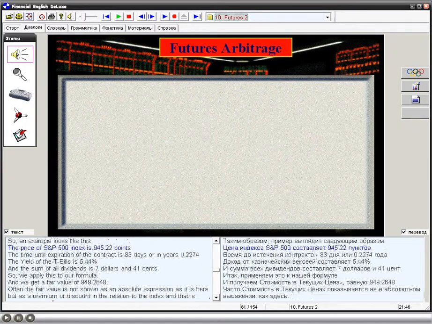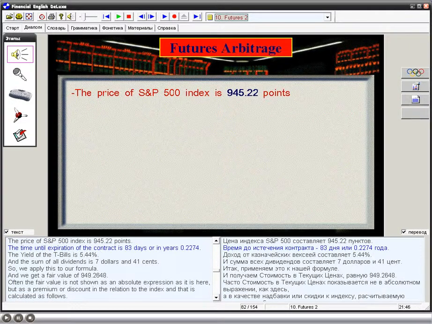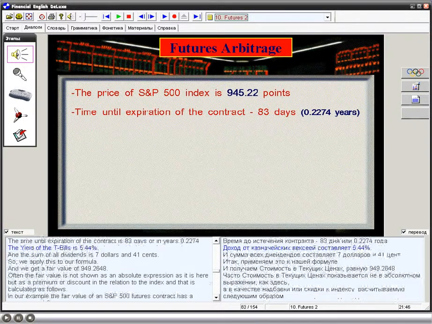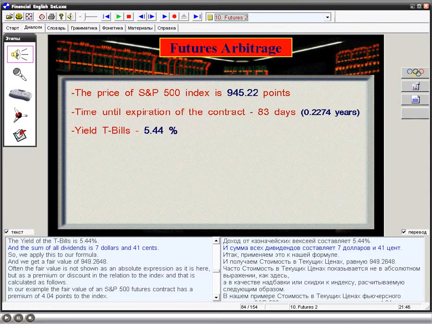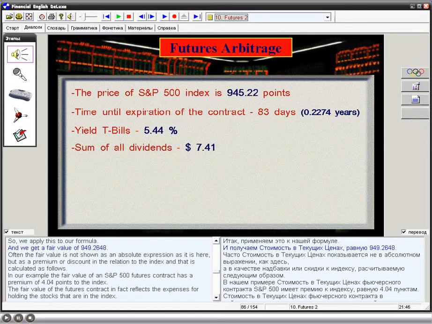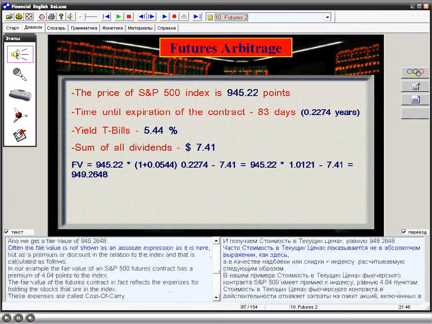So, an example looks like this. The price of the S&P 500 index is 945.22 points. The time until expiration of the contract is 83 days, or in years, 0.2274. The yield of the T-bills is 5.44%, and the sum of all dividends is $7.41. So we apply this to our formula, and we get a fair value of 949.2648.